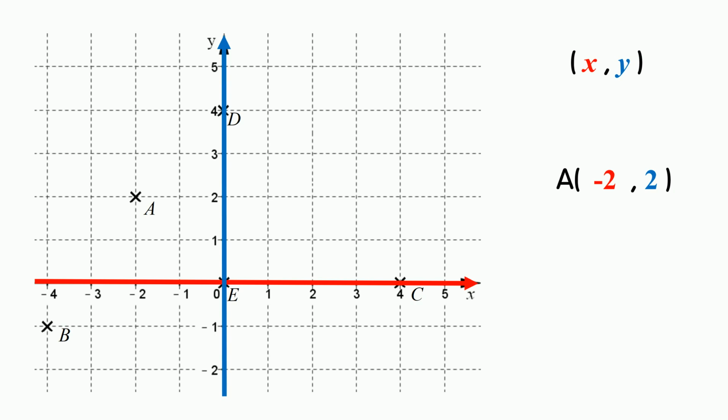So let's do one more example. How about the coordinates of D? We start at the origin. You don't need to move to the left or to the right. You just stay here and then move 4 units upward. So that's why the coordinates of D are (0, 4). Referring to the x-axis, the number here is 0. No need to move, and then move 4 units upward.